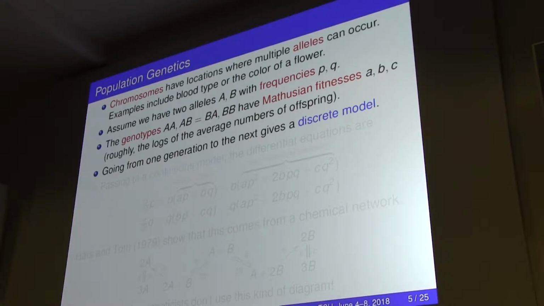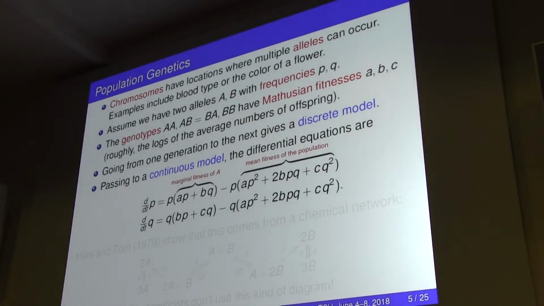And then the idea is that when you go from one generation to the next, these frequencies will change. So you get a discrete population model. We're going from one generation to the next. And then, of course, you want to track what happens over multiple generations. If you do that for a long time and compress your time scale, you can turn this into a continuous model of differential equations. And this I got from one of the papers on this stuff.